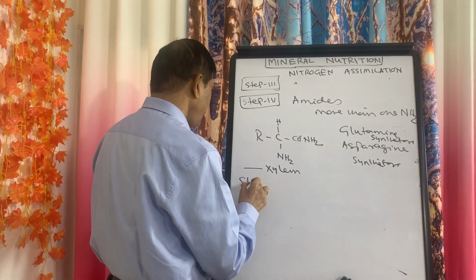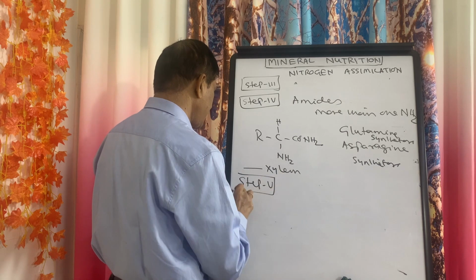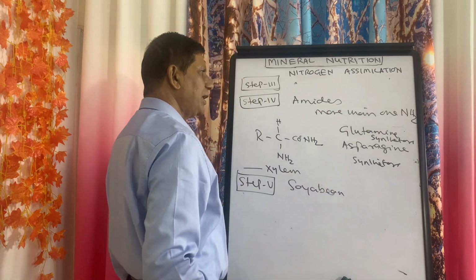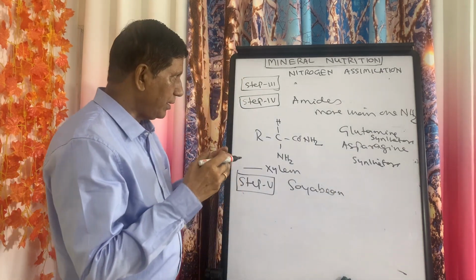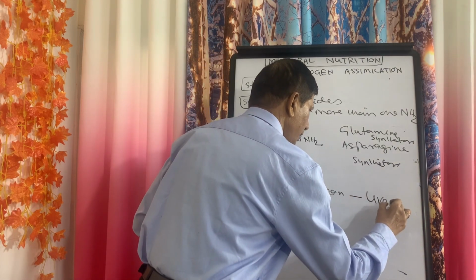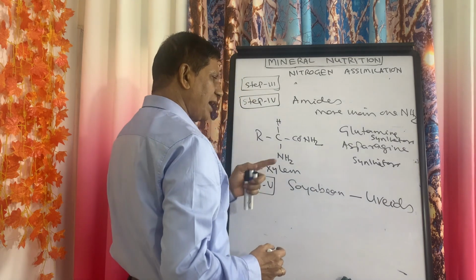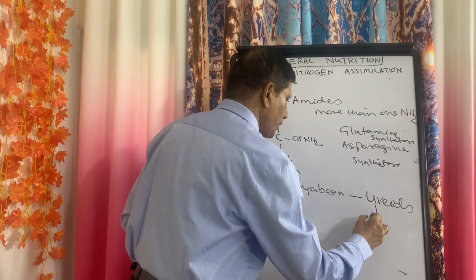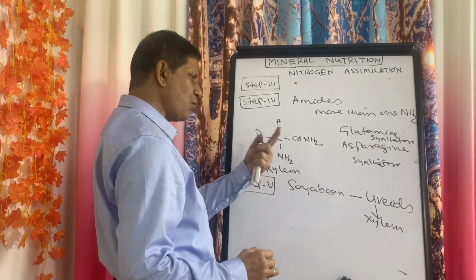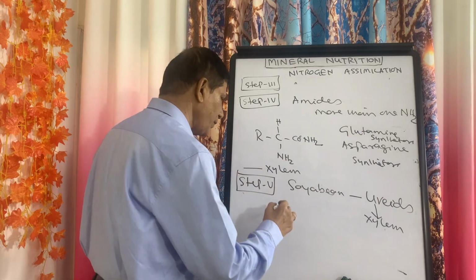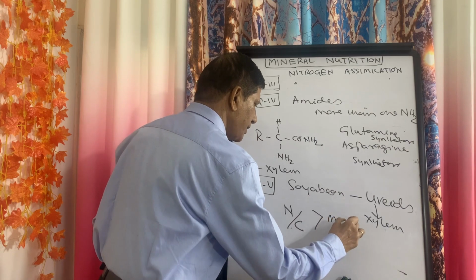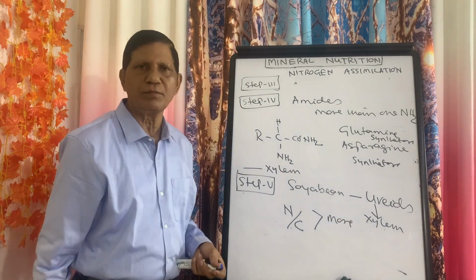Then step 5, another exception is there. In case of soybean, usually the amino acids are converted to urates. These urates are usually translocated to different parts through the xylem. And since there is more than one amino group, this nitrogen by carbon ratio is more. These are all important from the examination point of view.